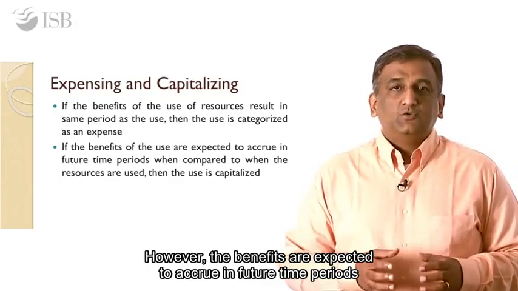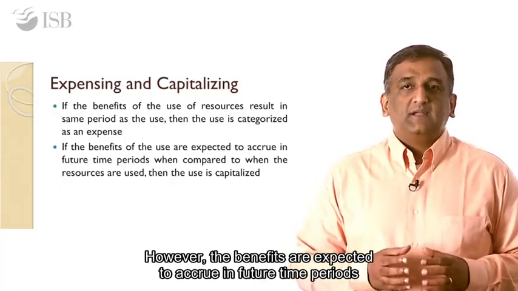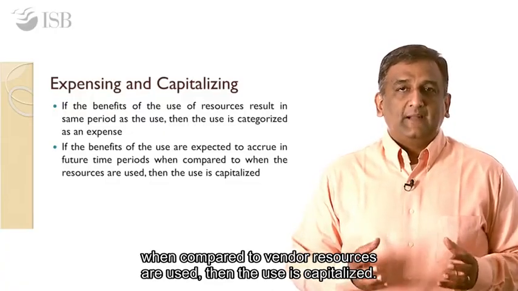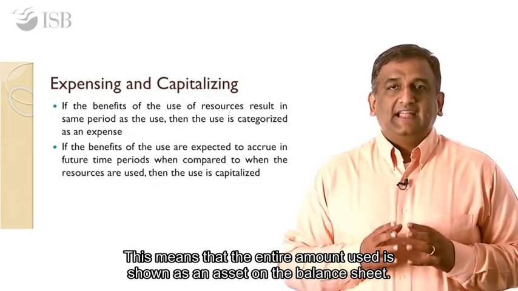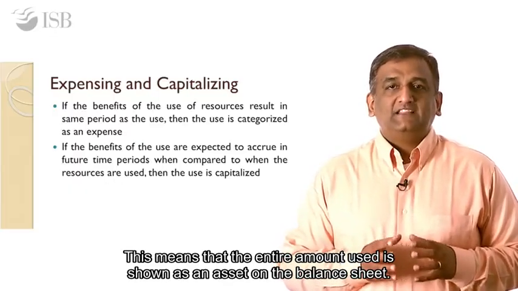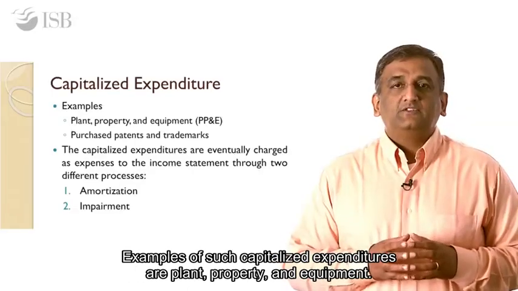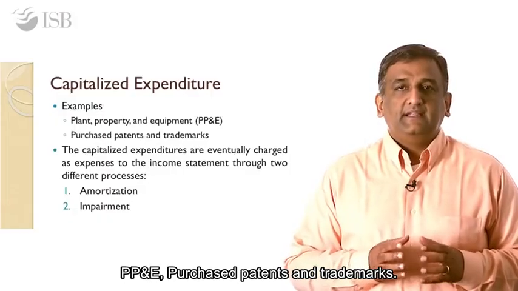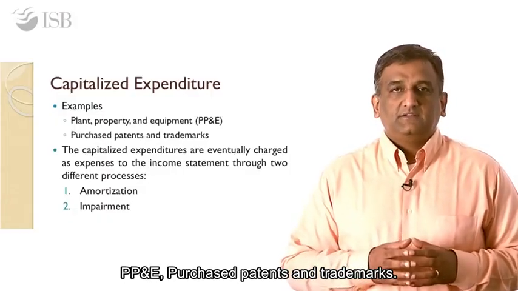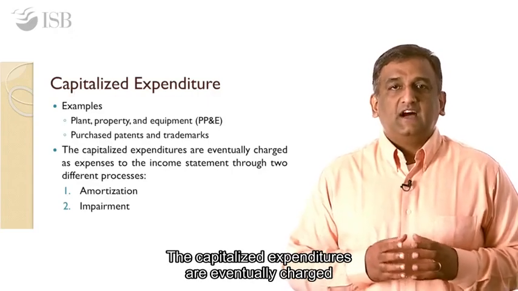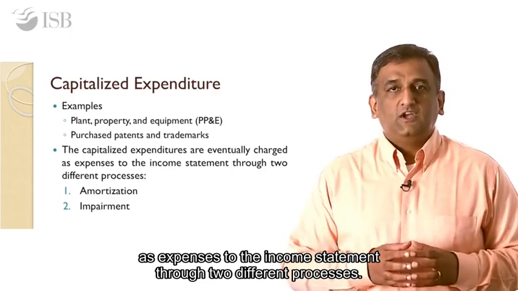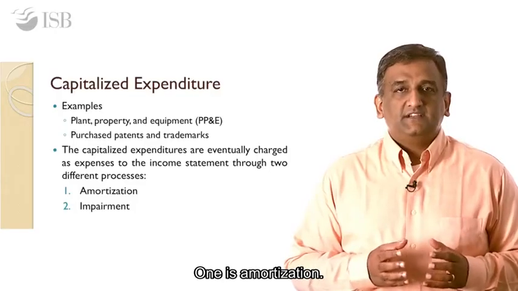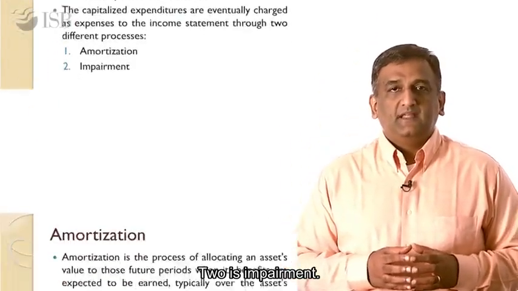However, if the benefits of the use are expected to accrue in future time periods when compared to when the resources are used, then the use is capitalized. This means that the entire amount used is shown as an asset on the balance sheet. Examples of such capitalized expenditures are plant, property and equipment, PP&E, purchased patents and trademarks. The capitalized expenditures are eventually charged as expenses to the income statement through two different processes. One is amortization, two is impairment.